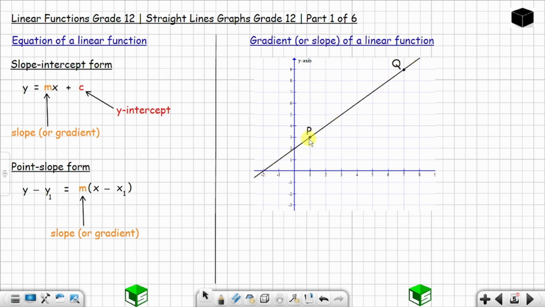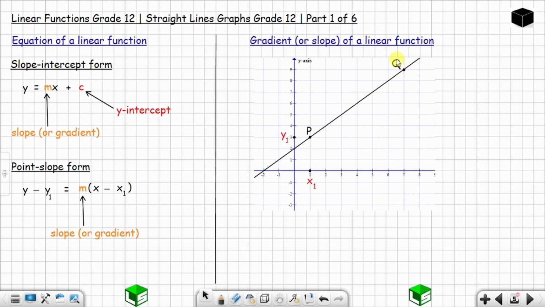This point has an x coordinate, which is 1. The x coordinate of the point P is 1. Let's call it x1 because it is on the x-axis. It also has the y coordinate on the y-axis. Let's say it is 3, and let's call this y1. So the coordinates of point P are 1 and 3, or you can say they are x1 and y1.